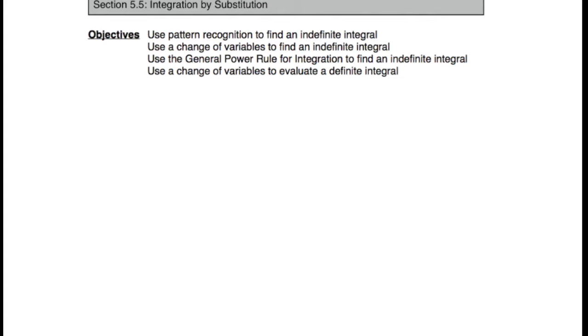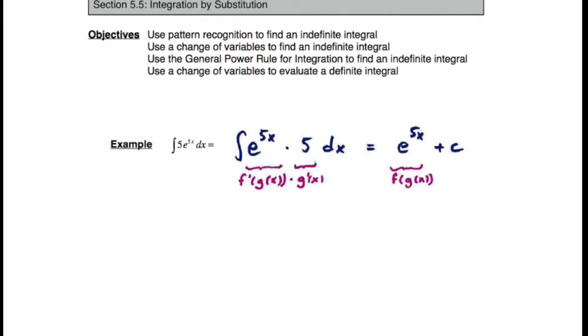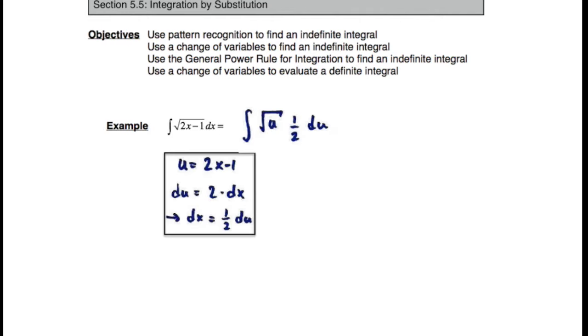So the objectives again: use pattern recognition to find an indefinite integral, this thing we saw where we use the chain rule backwards. Use a change of variables to find an indefinite integral. You set up u equals, for example here, 2x minus 1. The difficult thing is to know what the change of variable is going to be.